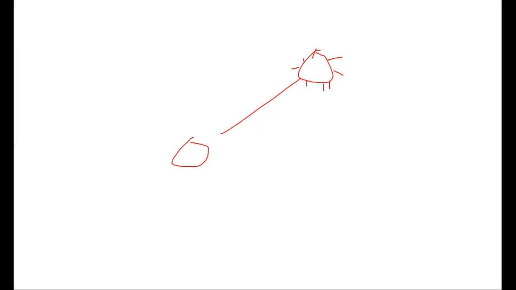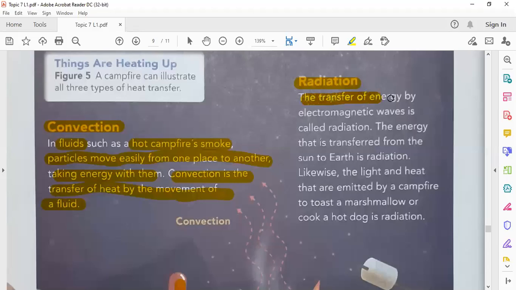radiation. Okay, the transfer of energy or heat by electromagnetic waves is called radiation. Inshallah, I will show you a video about these three methods: conduction, convection, and radiation. So the last way by which heat moves or energy moves is radiation, the transfer of energy or heat by electromagnetic waves.